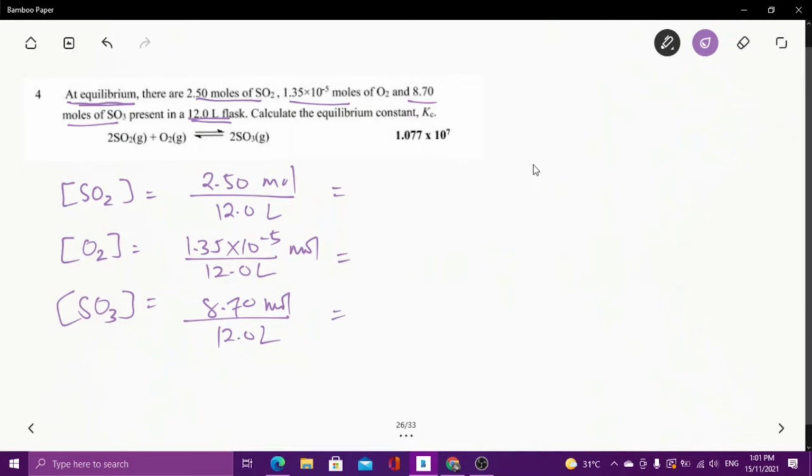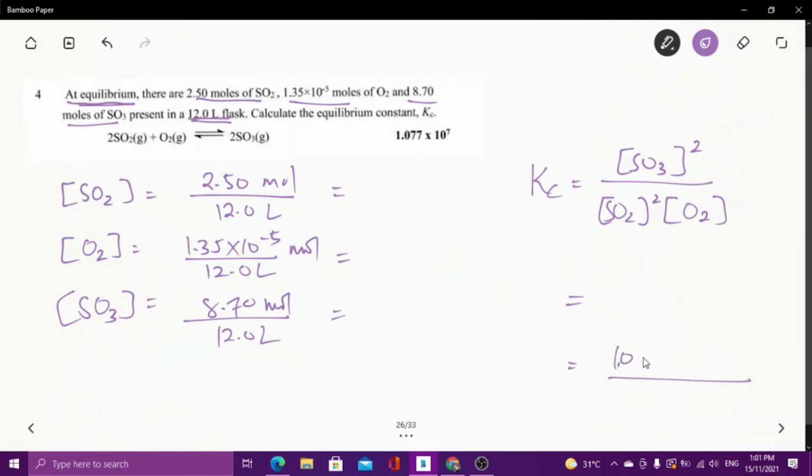Okay, and then you just put it into this expression, Kc bersamaan dengan concentration of SO3 to the power of 2 over concentration of SO2 to the power of 2 times the concentration of O2. So all the concentration yang kamu dapat kat sini, masukkan ke dalam expression of Kc here. So you'll get your answer dekat sini yang sepatutnya dia dah berikan 1.077 times 10 to the power of 7. Ada unit tak untuk Kc? No unit. So just letakkan jawapan begitu sahaja. Okay, so cuba anda dapatkan jawapan dia tu dapat sama ke ataupun tidak.